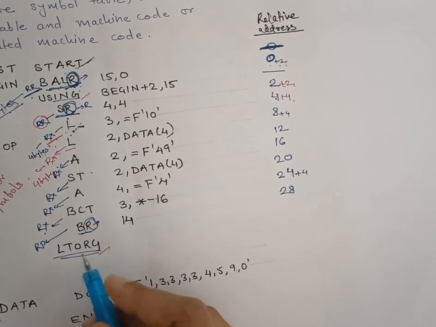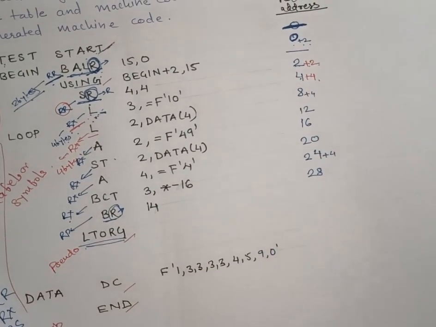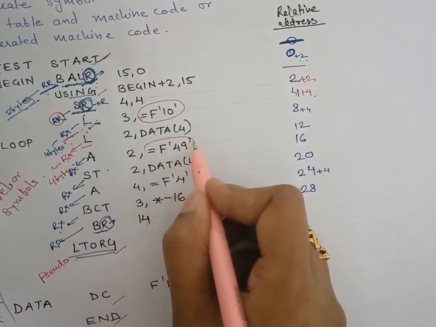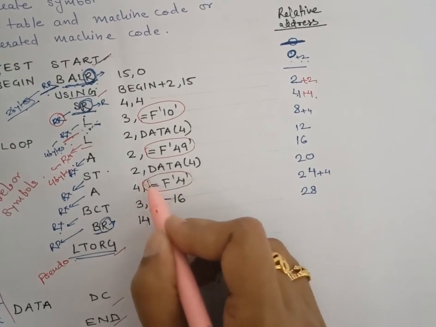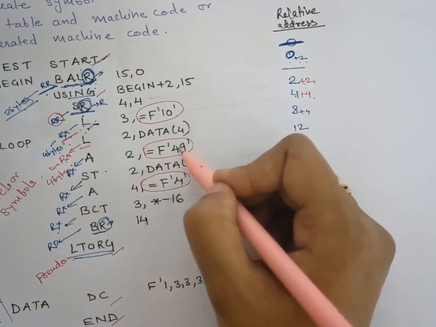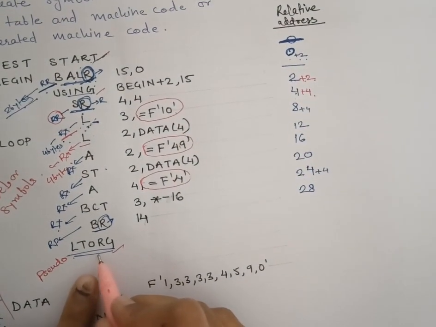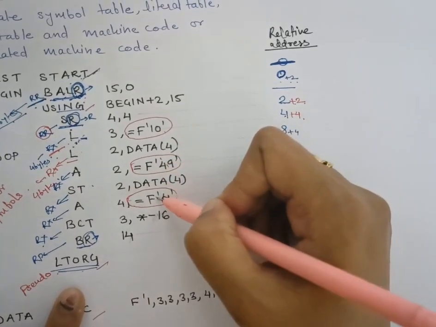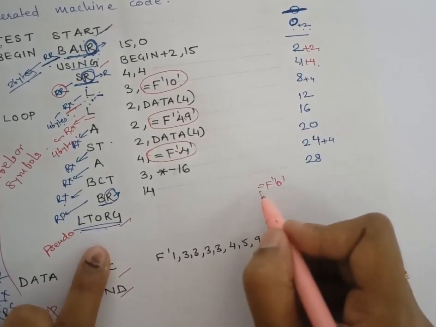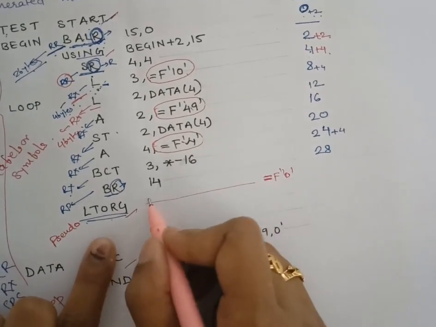The LTORG is again a pseudo op. LTORG is a pseudo op which handles the terms that have the equal to sign. These three are the literals which are present in the machine code, and we have to provide addresses to these literals. So the LTORG always contains the addresses of these three literals. The first one we have is F of 10. Always remember that whatever is written with the help of the equal to sign always comes under the LTORG.